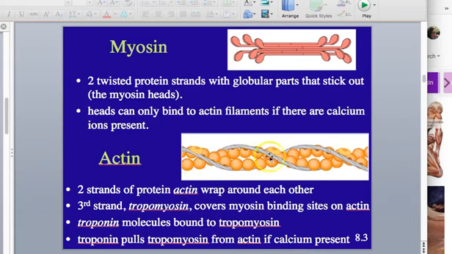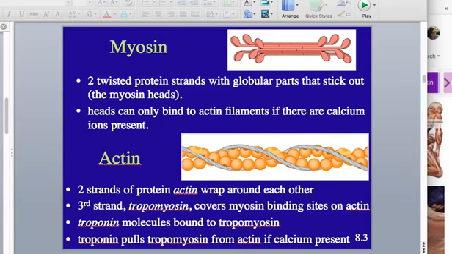Within that we have these weird looking guys called troponin, and that is basically a little Lego. It's in the way, and it's only going to cause the release of tropomyosin if you have calcium. So basically, we need calcium in order to get this to work.